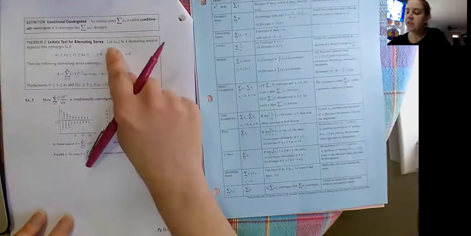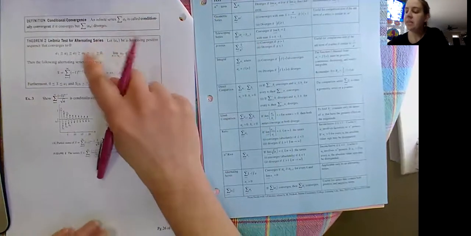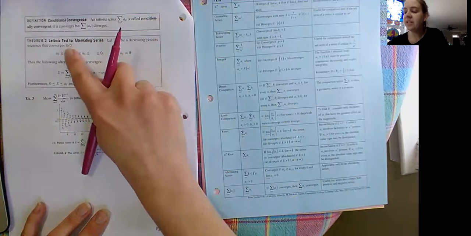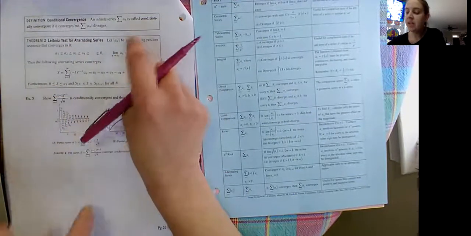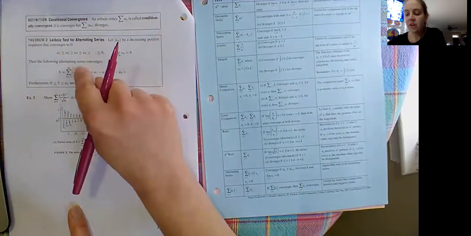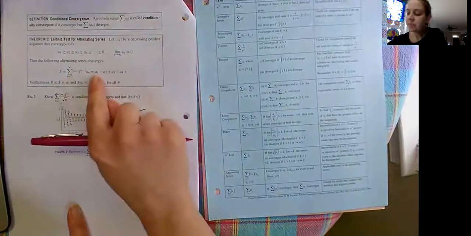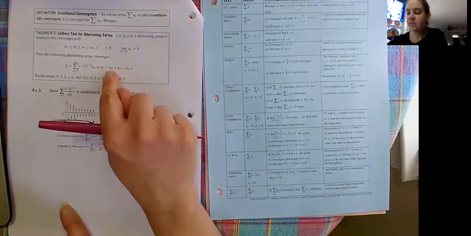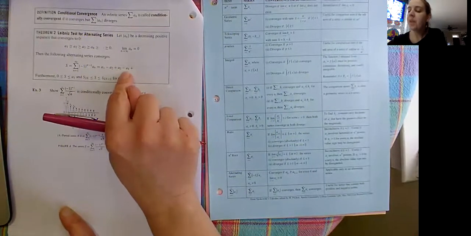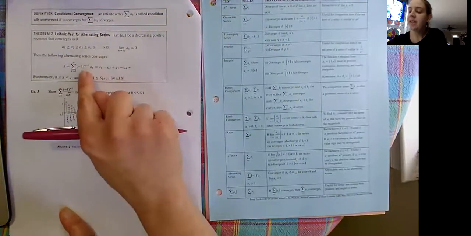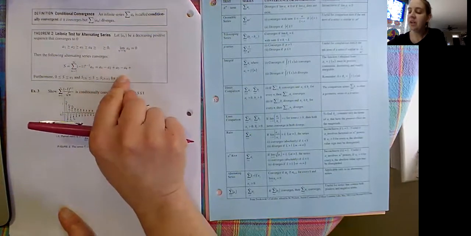The Leibniz test for alternating series. Let a sub n be a decreasing positive sequence. So if it's decreasing, positive, and converges to 0, those are the three criteria that you need. Decreasing, positive, and tends towards 0. Then the following alternating series converges. So positive, negative, positive, negative. It could start negative and then go positive. It doesn't really matter, just as long as those signs flip-flop. If those things are true, and those signs change, you can say that it converges.